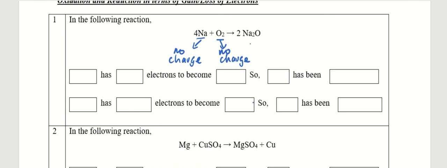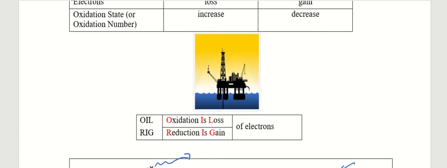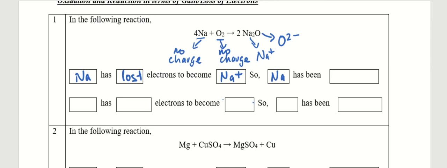Now sodium oxide here is an ionic compound. Oxygen typically has a charge of 2 minus, the oxide ion, and sodium here typically has a charge of positive 1. So you can see that sodium has gone from no charge to a positive charge. So we can say that sodium has lost an electron to become Na+. Therefore, since it has lost an electron, we can say that sodium has been oxidized. Oxidation is a loss of electrons, you can see here.